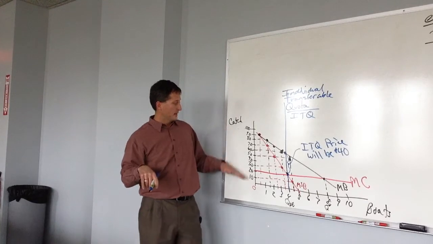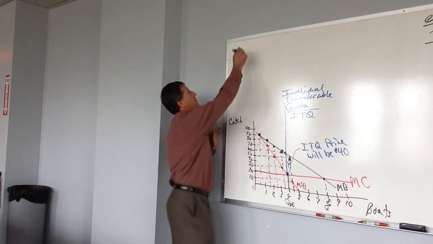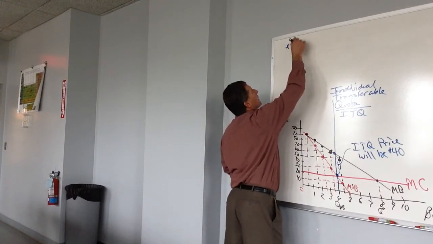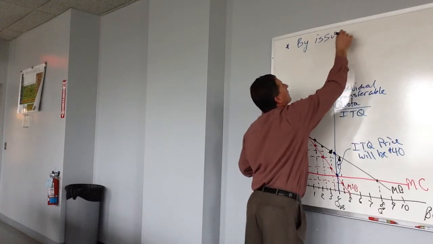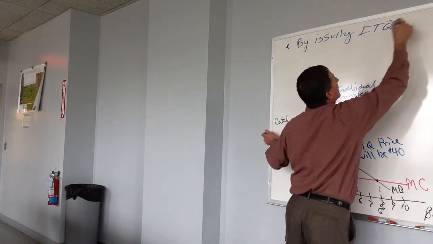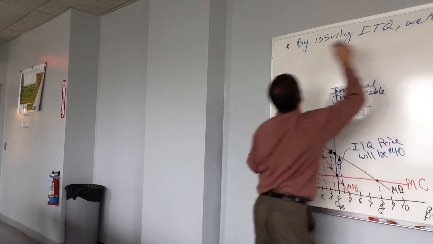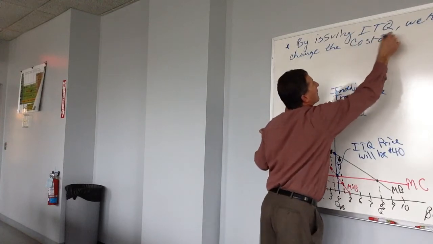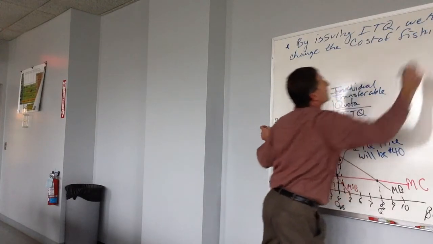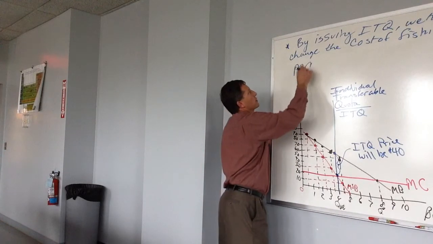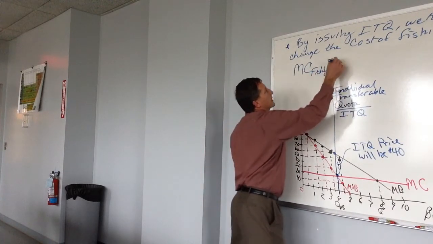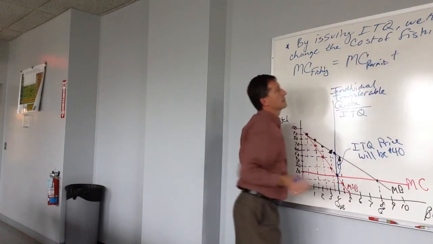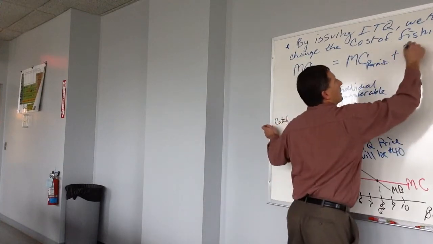So the cost of fishing now, we're going to change the cost of fishing by issuing ITQs. We have changed the cost of fishing to this. The marginal cost of fishing is equal to the marginal cost of the permit plus the marginal cost of the boat.